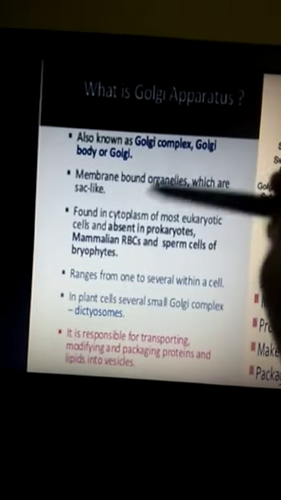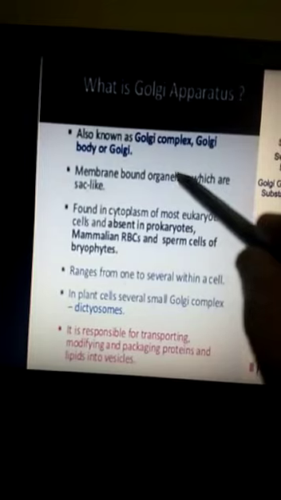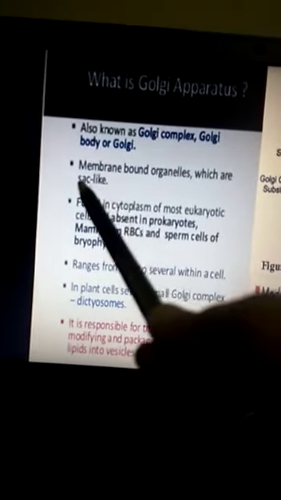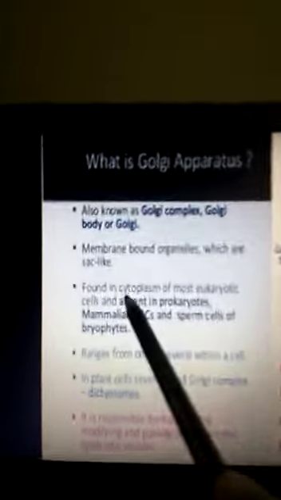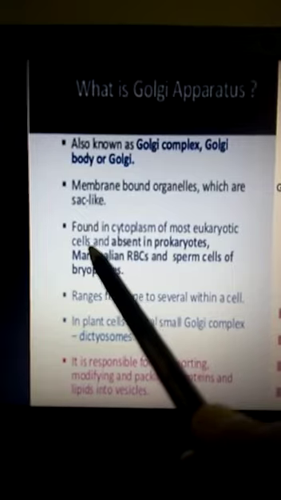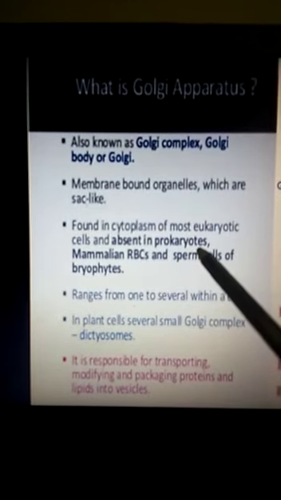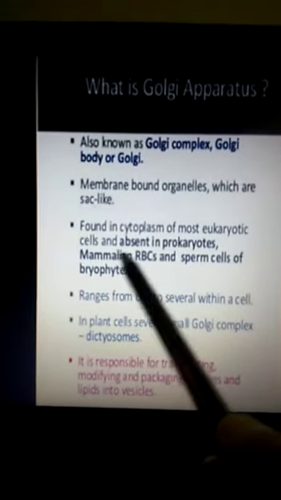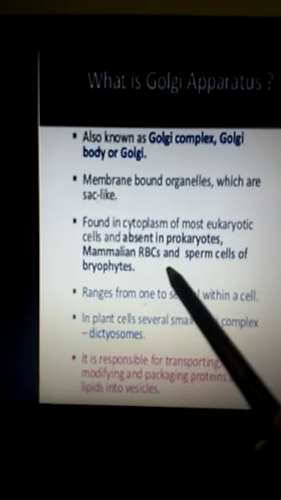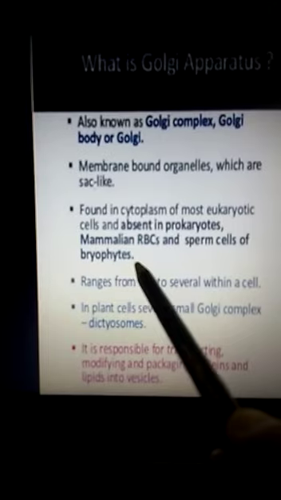So basically Golgi apparatus are also known as Golgi complex in some of them. They are membrane-bound organelles. Definitely membranes will be there. Bag-like structure, a sac. It is found in the cytoplasm of most eukaryotic cells but is absent in prokaryotes. They are also absent in mammalian RBC. That means mammals' RBC does not have it. It is not present in the sperm cell of bryophytes even.